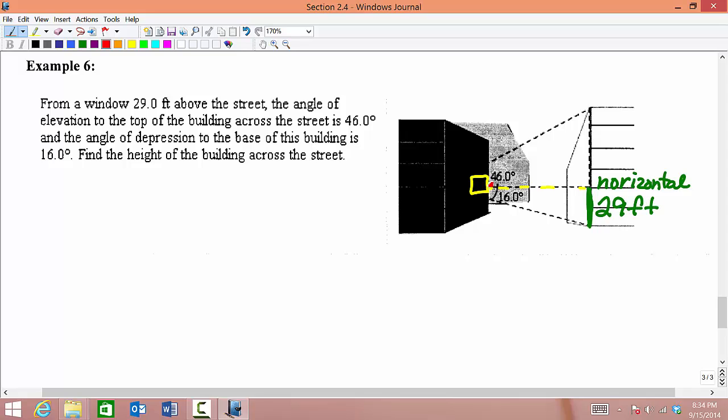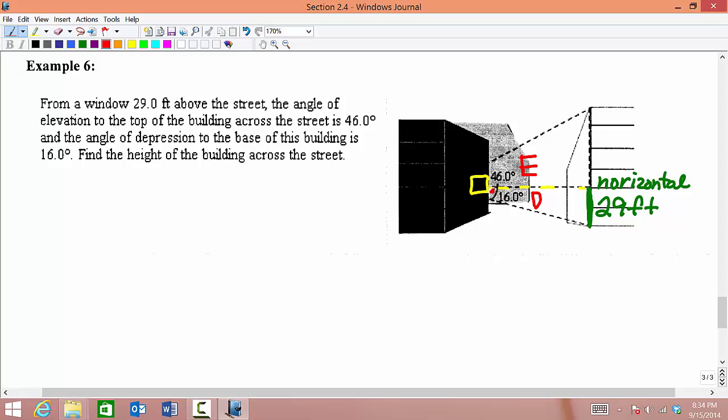And we are told that from the perspective of this window, if I look up to the top of the building across the street, that this would be 46 degrees. This is our angle of elevation. And from the perspective of the window, if I look down to the base of the building across the street, that would be what we call our angle of depression. We want to find the height of the building.